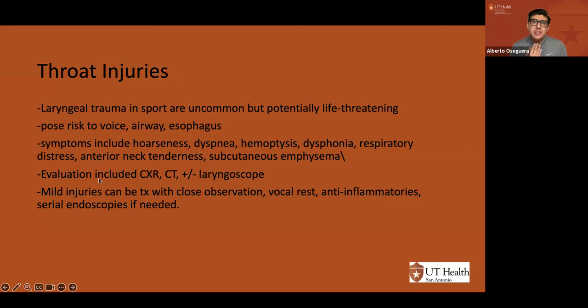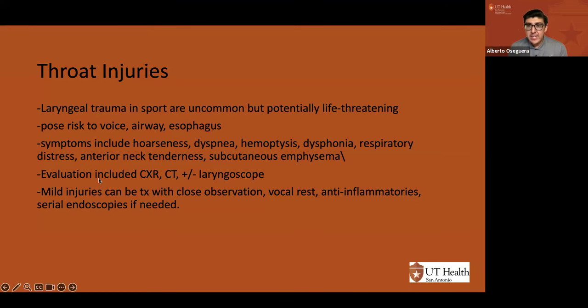Baseball equipment now has a little neck protector that catchers wear to try to prevent these throat injuries. So a lot of education, and a lot of unfortunate events, have made some of these sports definitely safer. But again, these injuries to the throat can pose risk to voice, airway, and esophagus. They can cause hoarseness, dyspnea, hemoptysis. Anything in the mediastinum can get injured, so any injury to that area is obviously a potential source of concern.